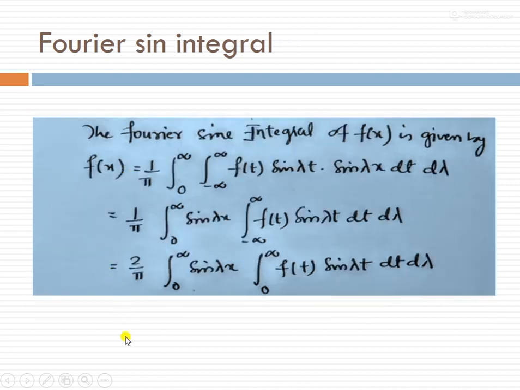Now similarly, the Fourier sine integral of f(x) can be written the same way as the Fourier cosine integral, and from this we get f(x) = 2/π ∫ from 0 to infinity sin λx ∫ from 0 to infinity of f(t) sin λt dt dλ.